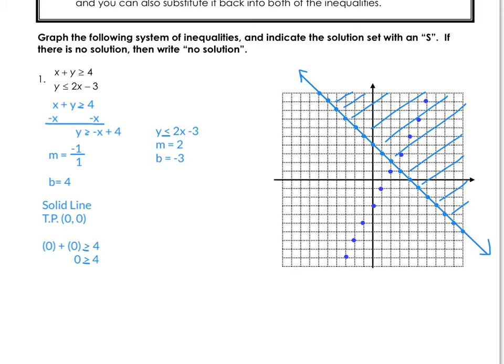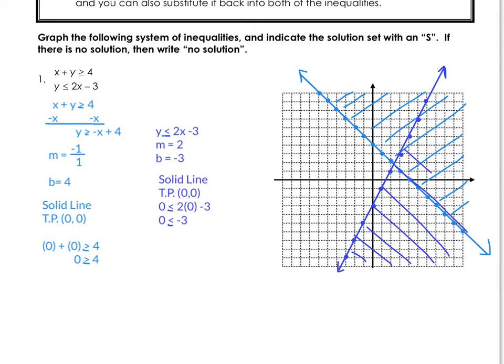And then remember, we also need to worry about our line type, and I just changed so that we can kind of keep track of this. I'm going to change it to be in purple color. So I've plotted my points, and I've connected with a solid line, and since my test point 0, 0 was false, 0 is not less than or equal to negative 3, I'm going to shade the opposite side.